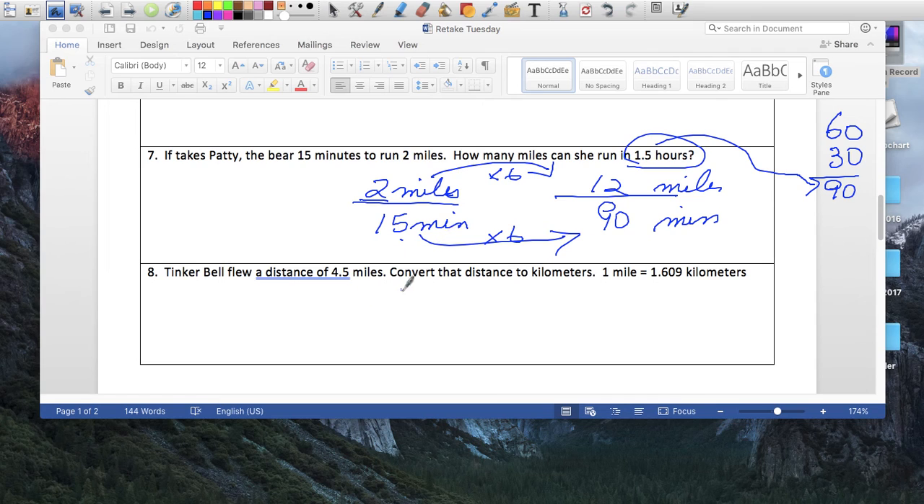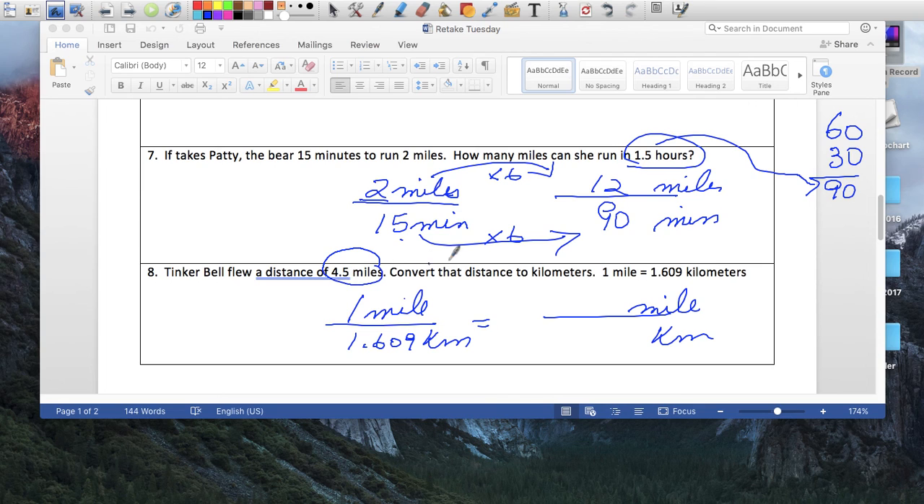Okay. Tinkerbell flew a distance of 4.5 miles. That's pretty far. Convert that distance to kilometers. 1 mile equals 1.609 kilometers. So, let's take that 1 mile. It's going to be the same thing as 1.609 kilometers. On the other side, I'm going to write another ratio. Mile on top, kilometers at the bottom. The information that I have is that she flew 4.5 miles. What would that be in kilometers? And that's what we need to find out.